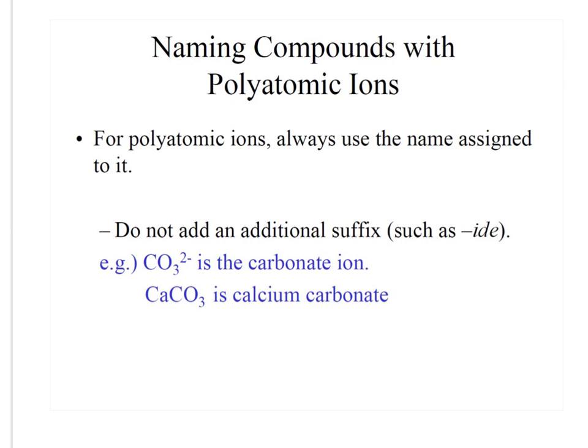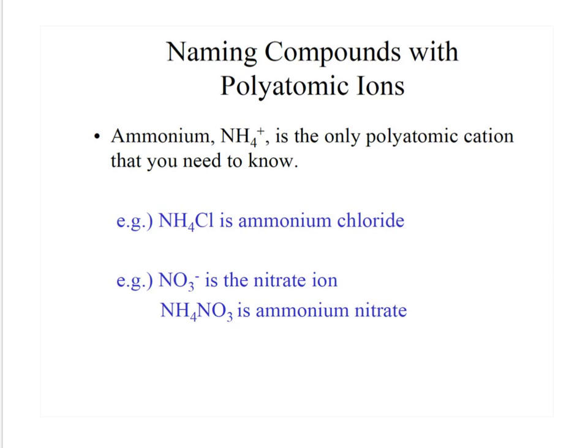All right, naming compounds with polyatomic ions. I'm sure there's a polyatomic ion chart in your book. If not, I can get you one, but you have to memorize the common polyatomic ions that you did last year because they're not given to you on the AP exam. Ammonium is your only polyatomic cation that you need to know. So you name it ammonium chloride or ammonium nitrate.